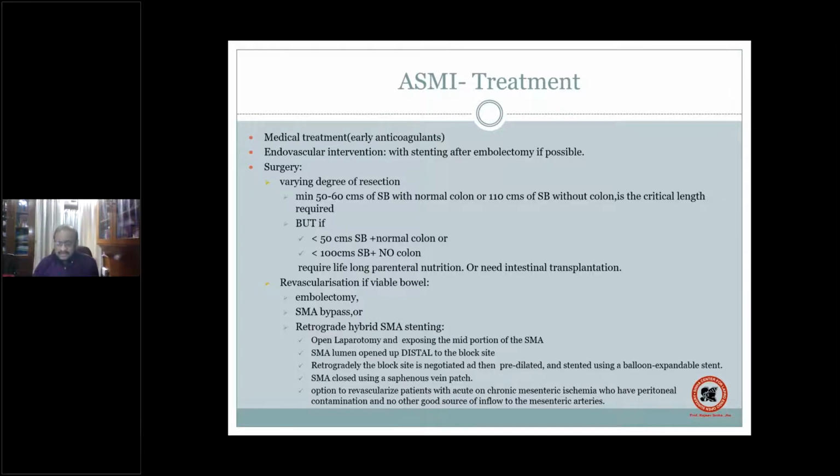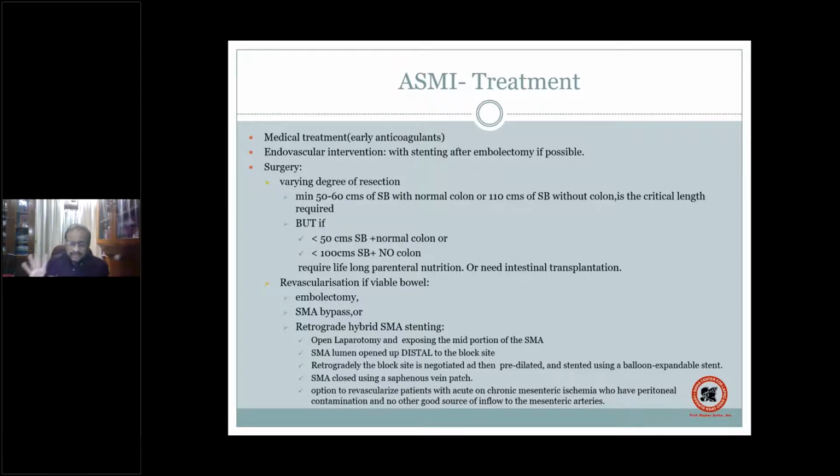The option to revascularize patients with acute or chronic mesenteric ischemia who have peritoneal contamination and no other good source of inflow of the mesenteric arteries is basically a question that is to be addressed at that particular point of time. Why? The patient could be having severe peritonitis, and at the same time he's also having a major block, and you have to decide whether you want to go in for any kind of revascularization in the presence of sepsis all around. So the decision has to be taken on the table, and a lot of variables have to be weighed for and against, but it could be tried.